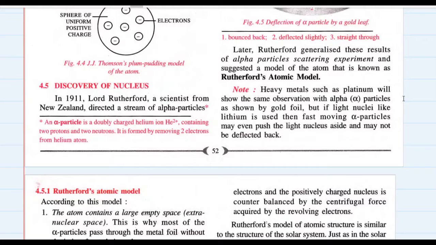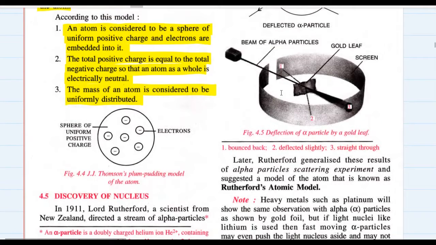After that, we studied about the discovery of subatomic particles, that is, electrons. We started with the cathode ray tube experiment. We studied how electrons were discovered, what the properties of electrons were, and in the same way how protons were discovered. And after the discovery of the proton, J.J. Thomson suggested a plum pudding model of the atom.